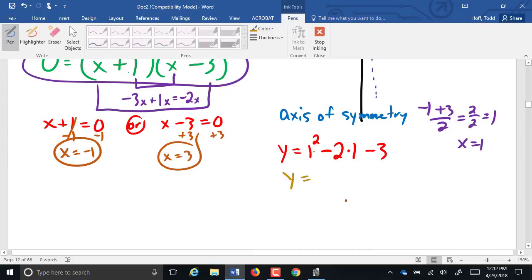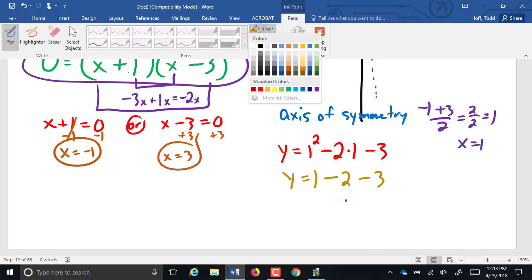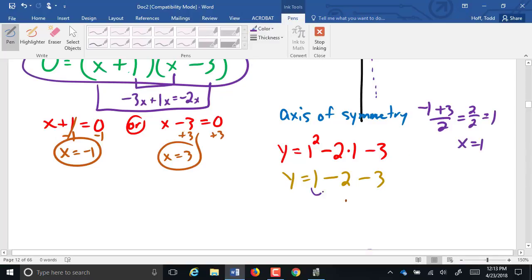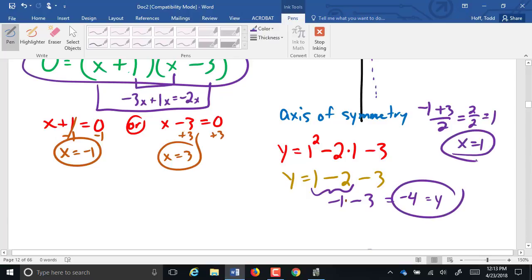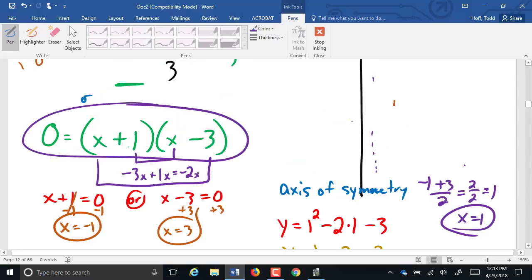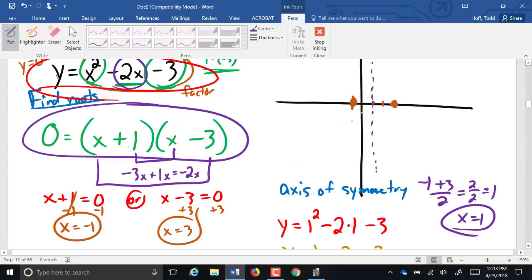So 1 squared is 1, minus 2 times 1 is 2, minus 3. 1 minus 2 is negative 1. Negative 1 minus 3 is a negative 4. So y equals negative 4 and x equals 1 is our vertex. So again, x equals 1 is our axis of symmetry. We go down to y equals negative 4, there's our vertex.